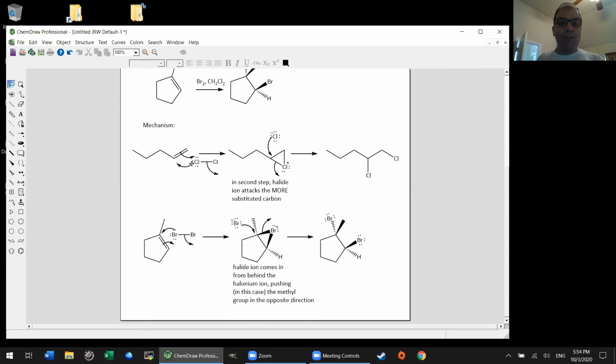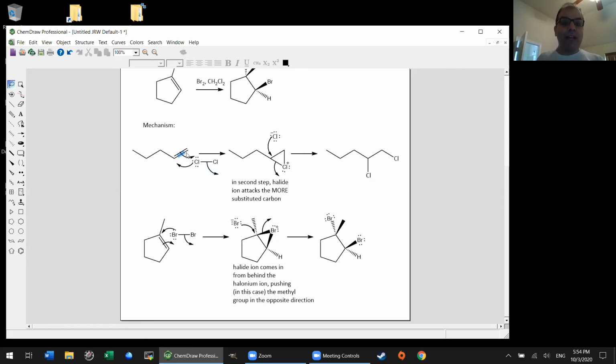Meanwhile, one of the lone pairs on that same halogen atom will reach out and form a bond to the other carbon atom that's involved in the alkene. And at the same time, we break that weak halogen-halogen bond. That's really the driving force of this step. Anytime you can break a weak bond and replace it with stronger bonds, that's money in the bank energetically.